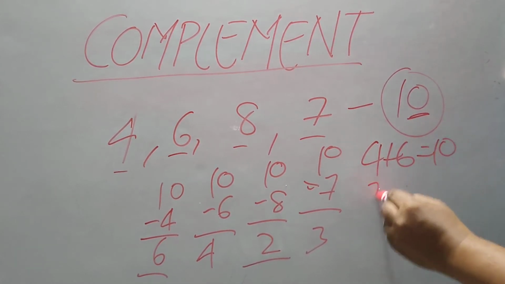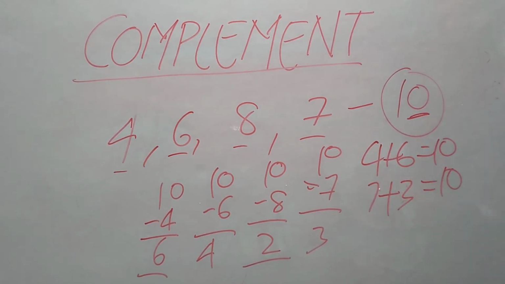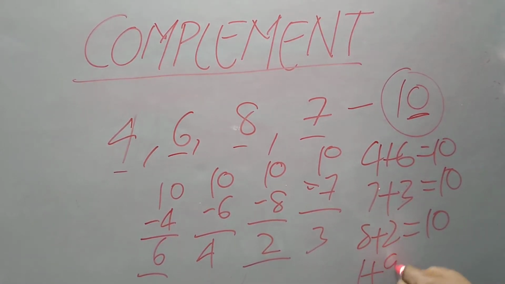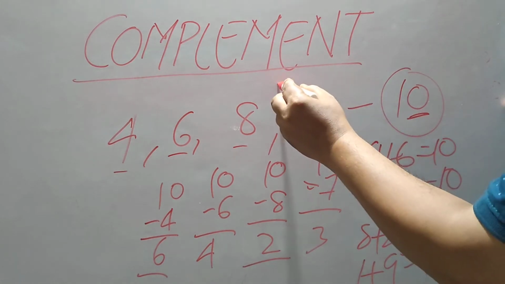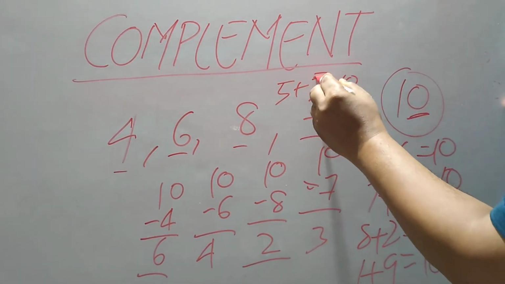In a similar way, 7 plus 3 is equal to 10. So 7 and 3 are complement of each other. 8 plus 2 is equal to 10. So 8 and 2 are complement of each other. Likewise, 1 plus 9 is equal to 10. So 1 and 9 are complement of each other. 5 plus 5 is equal to 10. So 5 itself is a complement of 5.